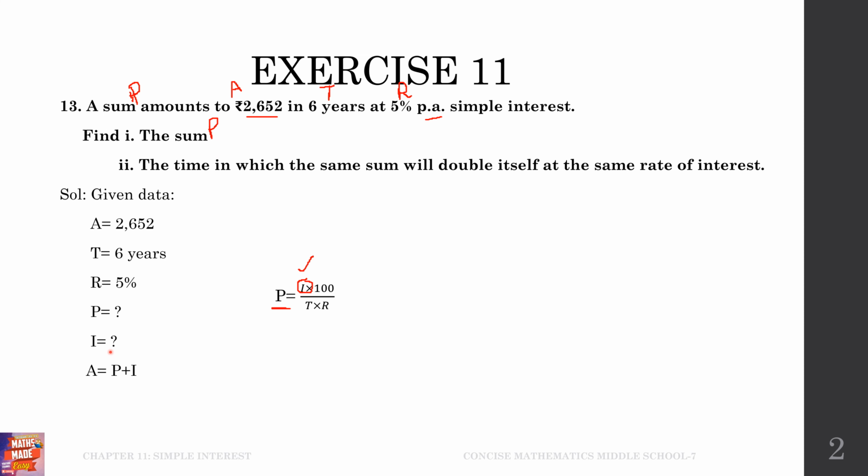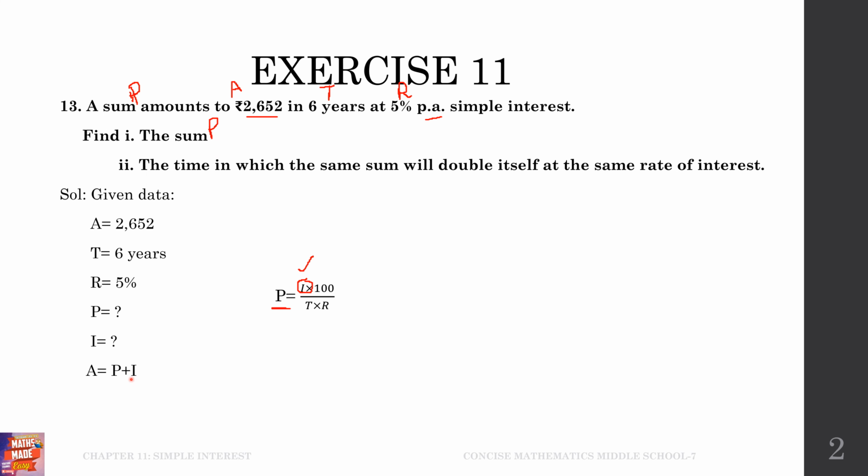Now to find out I, here you have one more formula, right? A is equal to P plus I. Here you have A value, right? Yes. P value? No. This is what we need to find. And I value? No. We don't have these two values. Then how can you find it? You don't have P value, you don't have I value, and only you have A value. How can you find it out? You cannot find it out, right? So even using this formula, it is not possible.